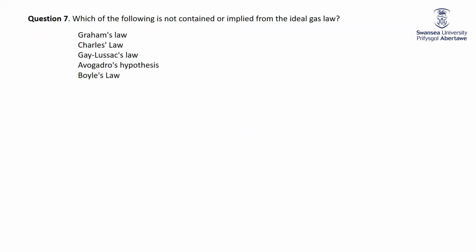So a fun one, just to see where it all comes from. The ideal gas law, PV equals nRT. So let's go through the ABC of gas laws. Avogadro's hypothesis is the A. Avogadro said that the volume is proportional to the number of moles. There's volume here, there's number of moles here, assuming that temperature and pressure are constant. So that's Avogadro, very definitely part of the ideal gas law.